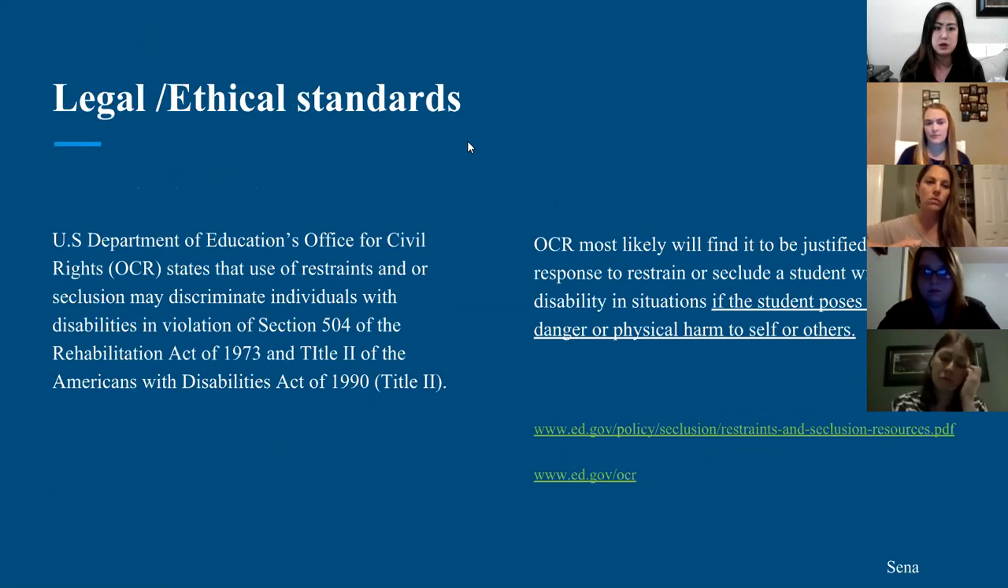The OCR states that use of restraints or seclusion may discriminate against individuals with disabilities in violation of Section 504. But the OCR will also find restraint or seclusion of a student with a disability to be justified in situations where the student poses imminent danger or physical harm to self or others. So again, if the student poses imminent danger or physical harm to self or others.